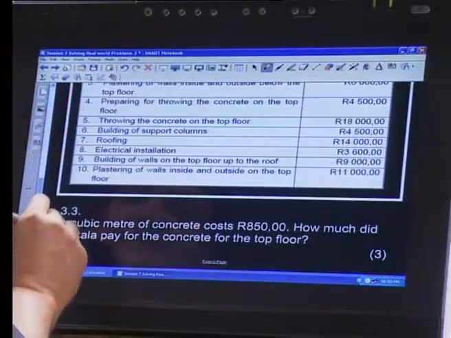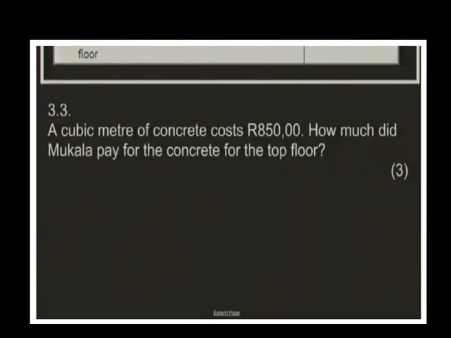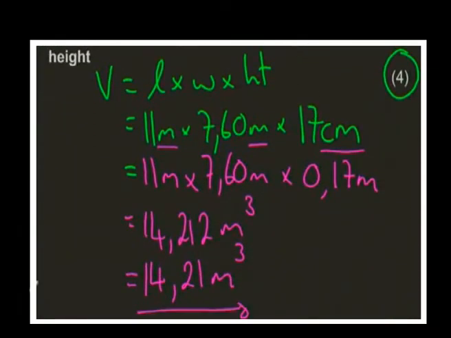Okay, let's move on. There's another part to this question. The next part says, a cubic meter of concrete costs 850 Rand. How much did Makala pay for the concrete for the top floor? Okay, so Makala, let's see what it is. It's costing us 850 Rand. And how many cubic meters is he buying? From our previous question, we worked out he was buying 14.21 meters cubed.